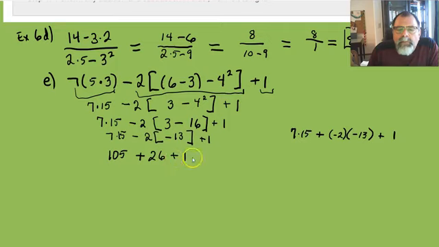Now I'm going to add and subtract from left to right. So 105 plus 26 plus 1, and that equals 132. And that's my final answer there.